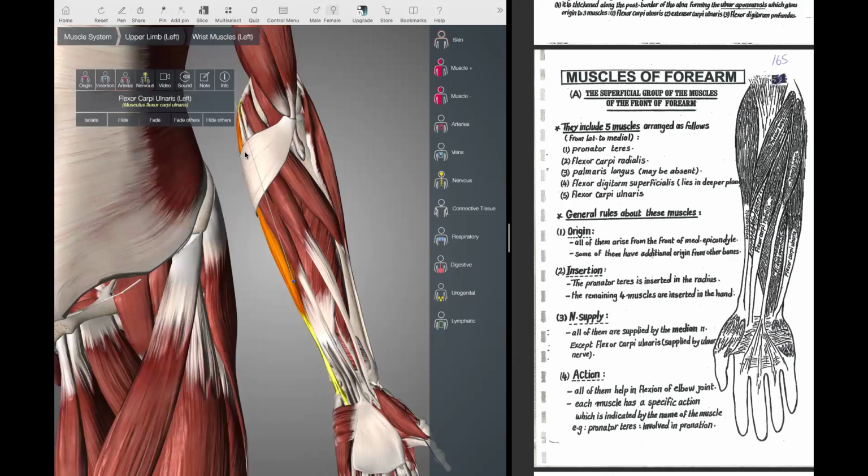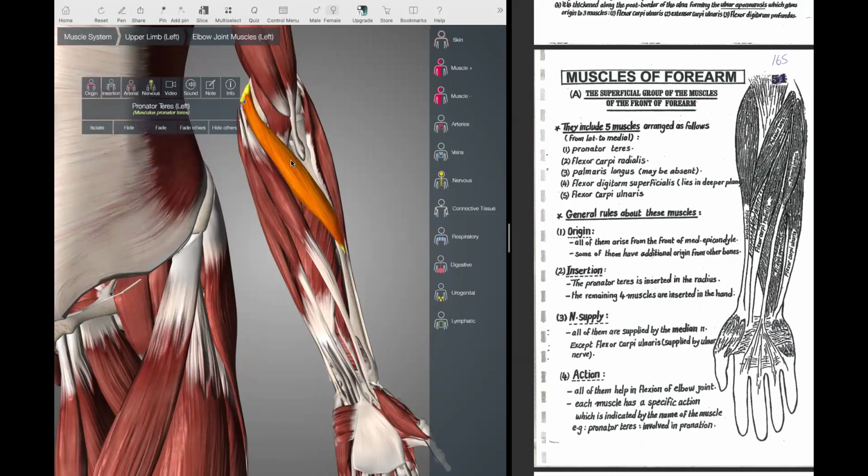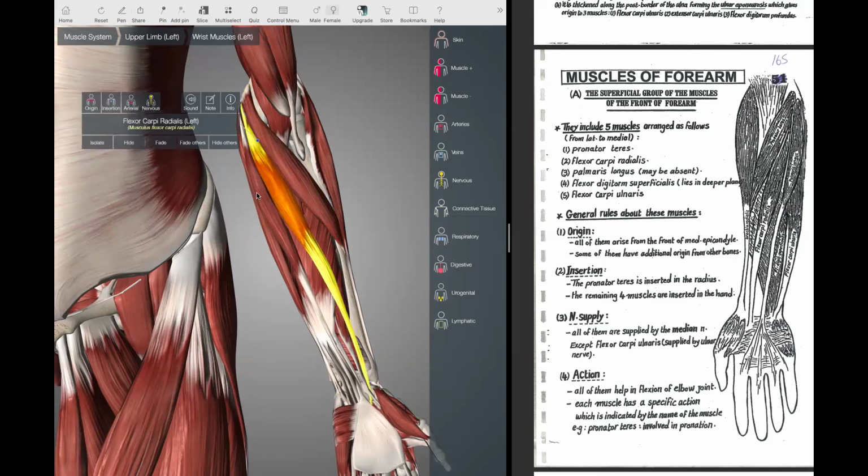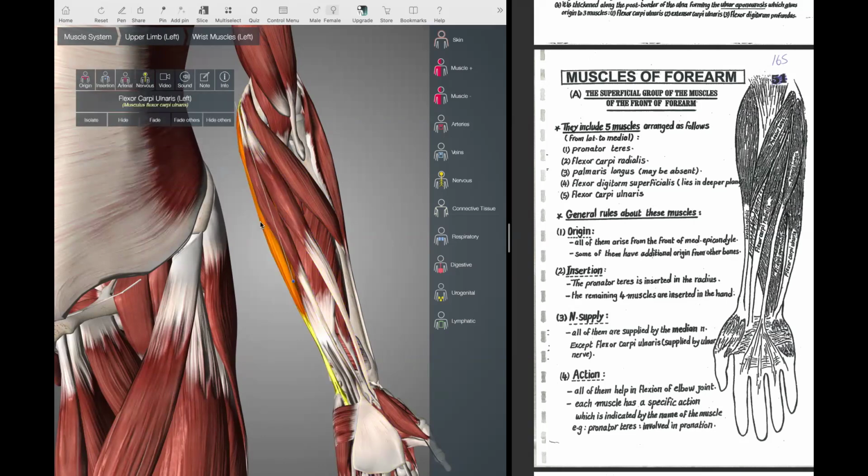Again. Pronator Teres, Flexor Carpi Radialis, Palmaris Longus, and Flexor Carpi Ulnaris. P, F, P, F. Okay? For the superficial layer in the flexor compartment of the forearm, P, F, P, F.